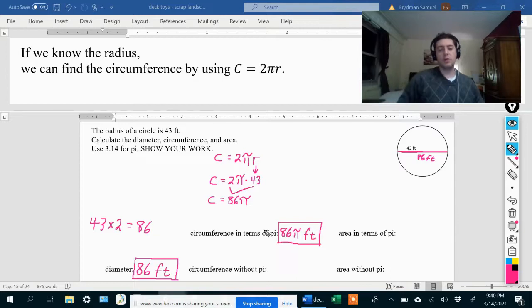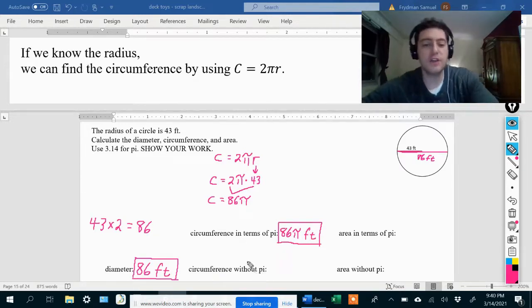Okay, now let's find the circumference without pi. In order to do that, it's actually very simple. We're just going to multiply these two things together. We're going to multiply that pi out. So this means 86 times pi. We're going to do 86 times pi except instead of actually using pi, we're going to use the approximation 3.14. So let's write 86 times 3.14.